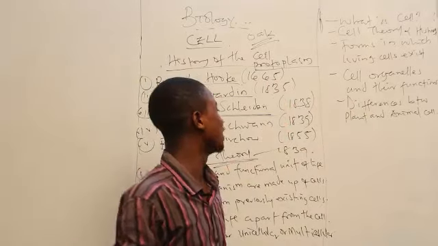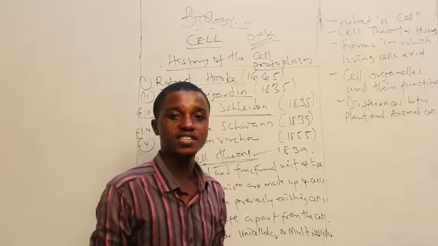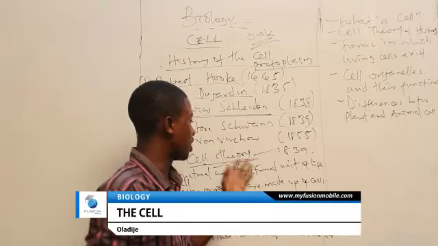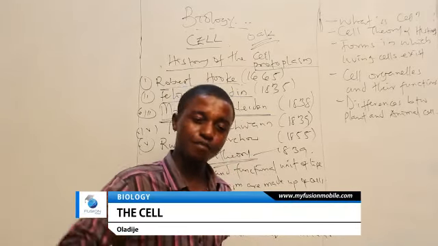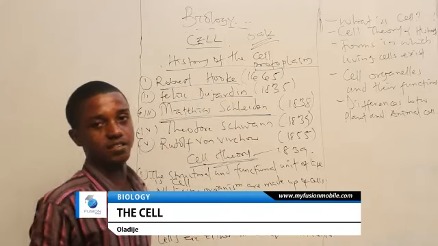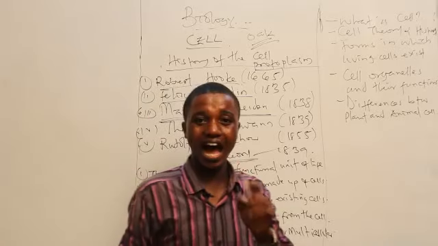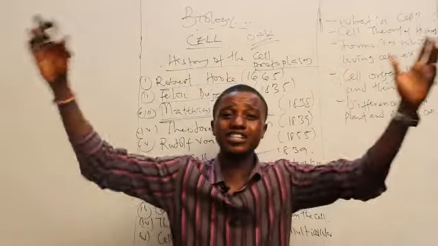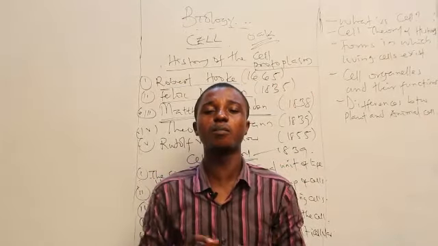Take note. Without an observation, without a hypothesis, without an experiment, there can never be a theory. A theory is something that has been repeatedly correct, a fact that has been found to be true at all times. Now, what are these facts? Can we just take a look at it? Number 1, the cell is the structural and functional unit of life. Number 2, all living organisms are made up of cells, including you.